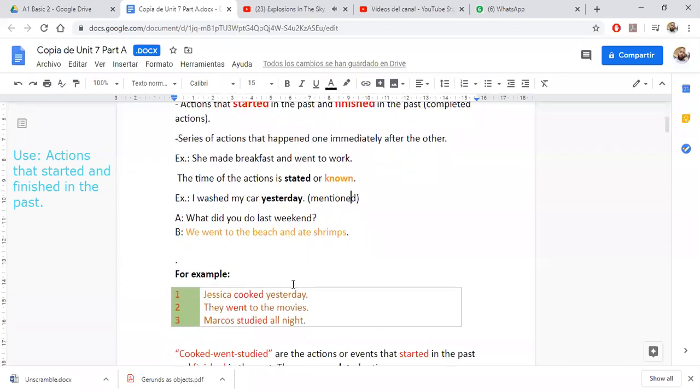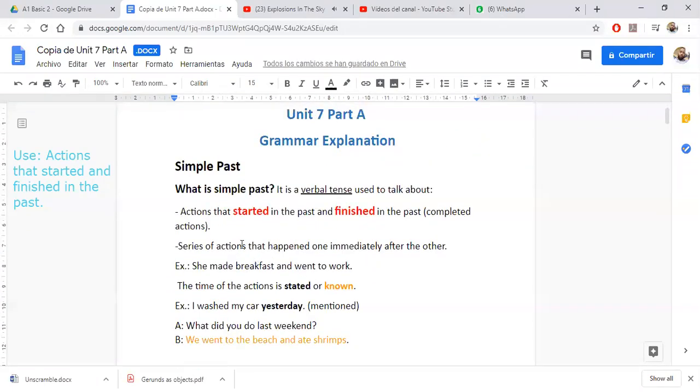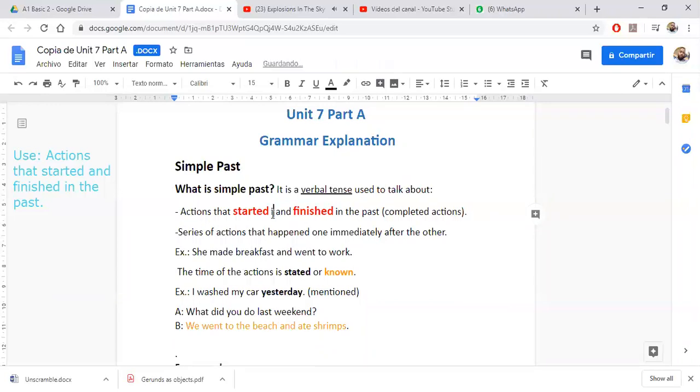Let's continue. So these are the uses of the simple past. Actions that started in the past and finished in the past. Actions that started and finished in the past, we call them completed actions. Series of actions that happen one immediately after the other, like she made breakfast and went to work. And this is something important. This is a note. The time of the actions is stated or none. All the time. It's never missing, okay?